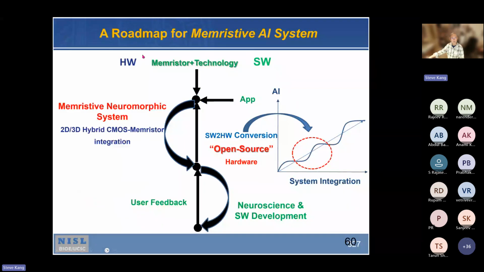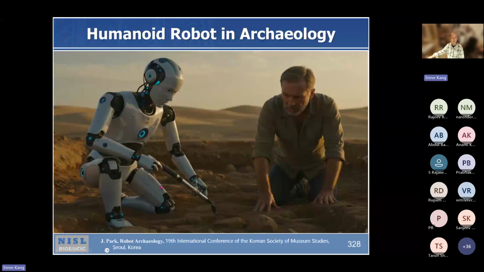So this is memristor hardware, memristive neuromorphic system, 2D, 3D hybrid CMOS memristor integration, application software, open source hardware type of a thing, or software as well. Then you can build this cyclic thing, S-curve, right? S-curve to make progress up and up and up to increase the level of artificial intelligence. And this is one scenario, maybe a humanoid robot which can communicate wirelessly with the big database and so on, can help this archaeologist to do the archaeology project.